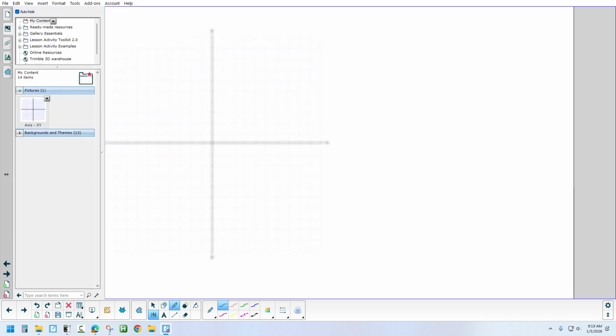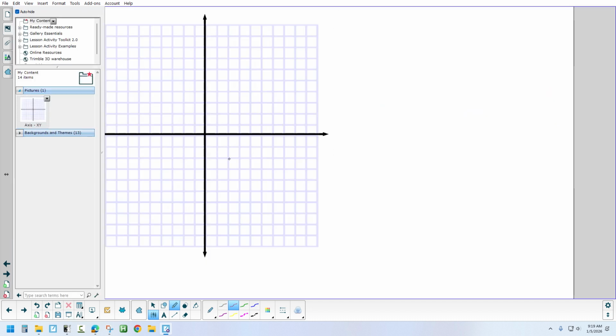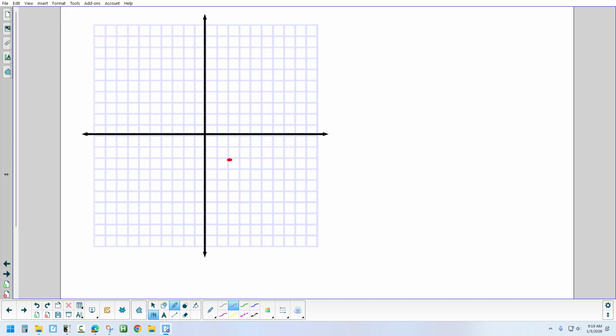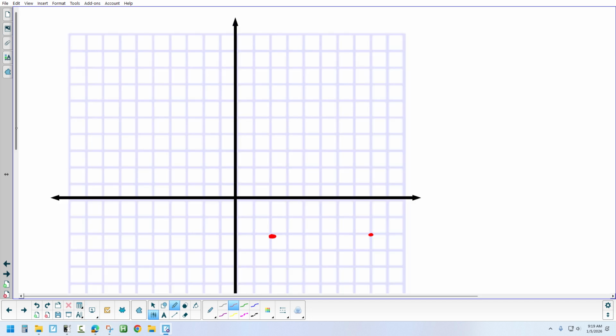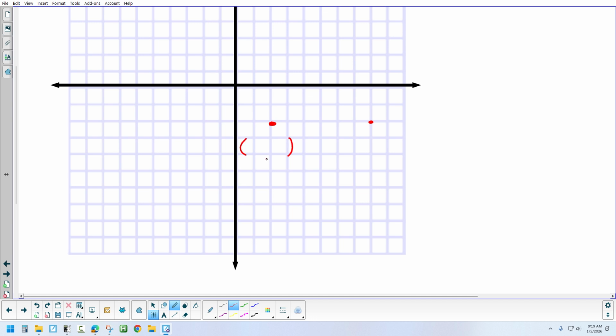So we had a point here and a point there. And I want to figure out exactly where the middle is between the two of them. What's the coordinates of that first point? 2, negative 2. And what's the coordinates of that point? 8, negative 2.